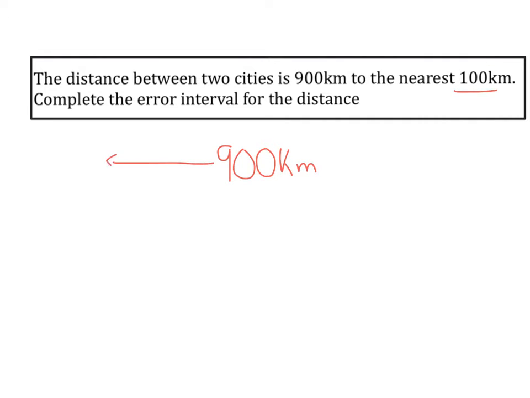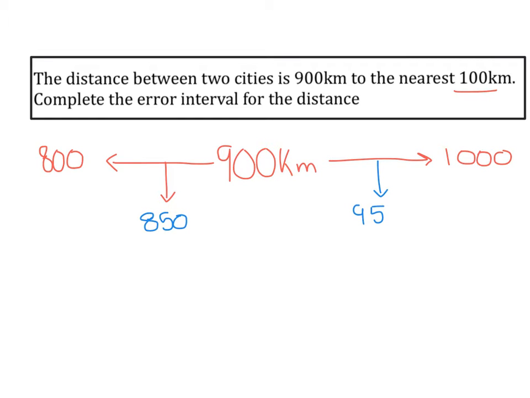So I'm going to look at the 100 below, which would be 800, and the 100 above, which would be 1000. And then I'm going to think, what is actually smack in the middle here? At what point do we stop rounding to 800 and start rounding to 900? Well, that would be 850. And again here, at what point do we stop rounding from 900 and start rounding to 1000? Well, that would be 950.